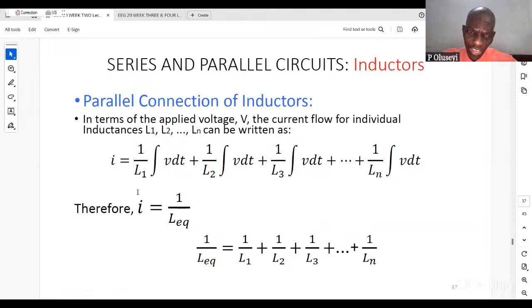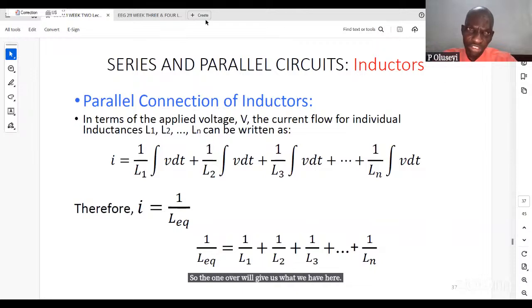This one, I need to correct this. This one is not correct. I is equal to 1 over LEQ. I'm supposed to put integral V dt here. Integral V dt is supposed to be here. After 1 over LEQ, integral V dt should have accompanied it. That was an error. So the 1 over LEQ will give us what we have here.